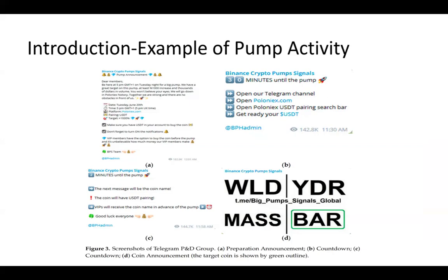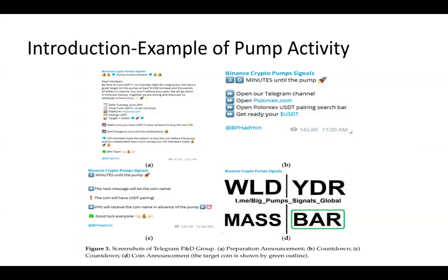This pump and dump event was organized by a Telegram channel called BM's Crypto Pump Signals, which has more than 40,000 members. In these groups, they organize pump and dump events on three exchanges, Phoenix, Quant, and Beyonce. One of the latest pump and dumps by this group was the BAR pair with USD.